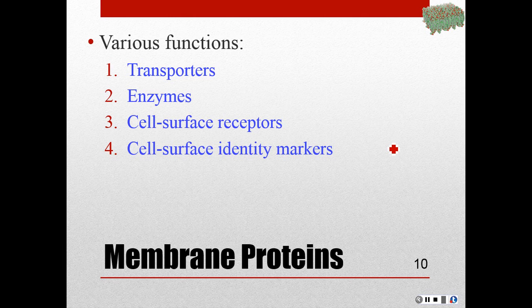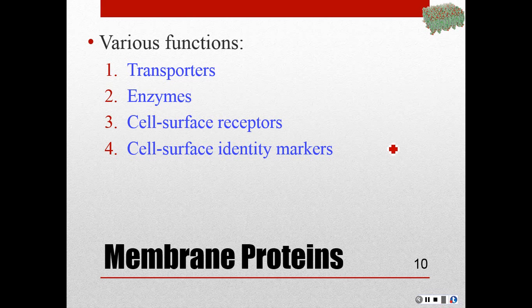The cell surface identity markers. These markers are there to identify the cell to other cells. Now most cell types carry their own ID badge, their own markers, and it's the combination of the cell surface proteins and the glycoproteins that is characteristic of the particular cell type.